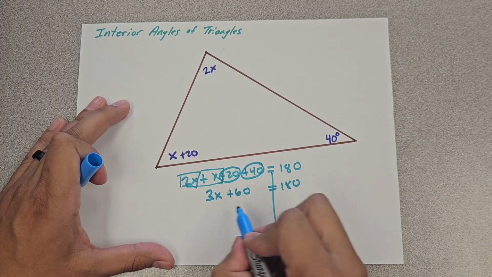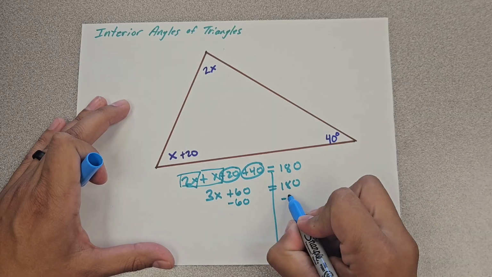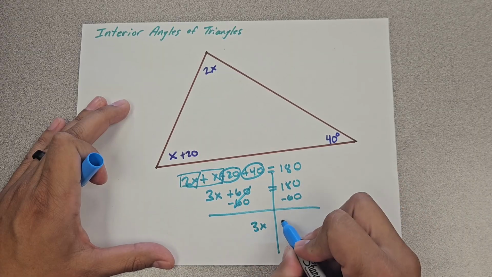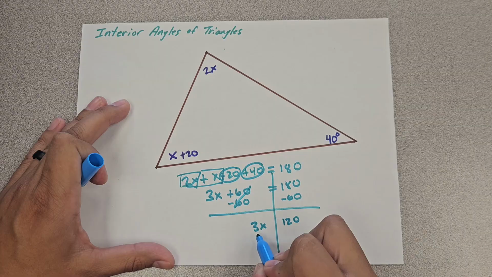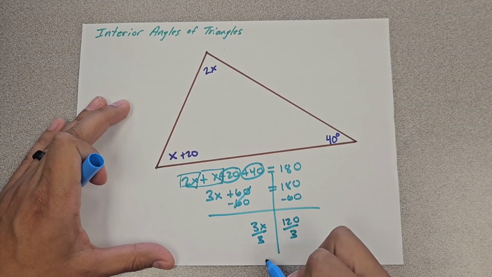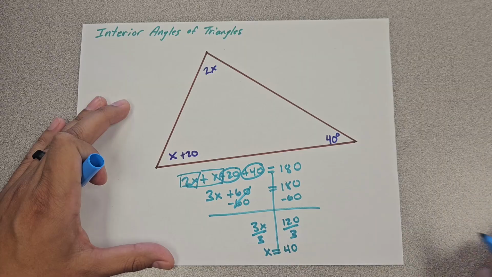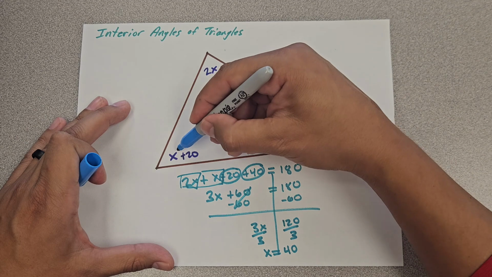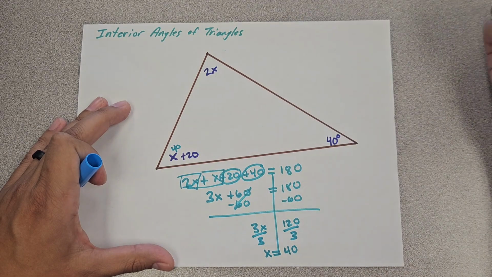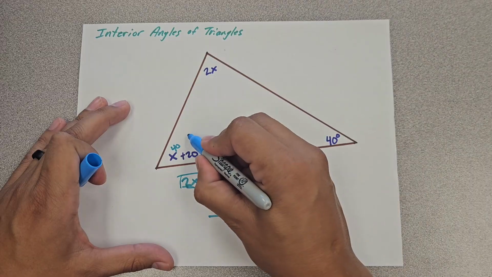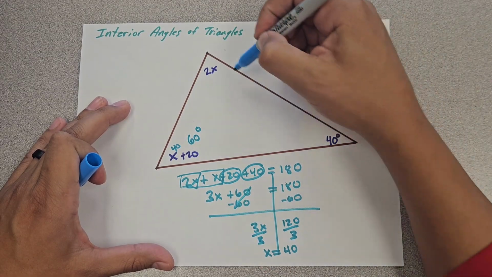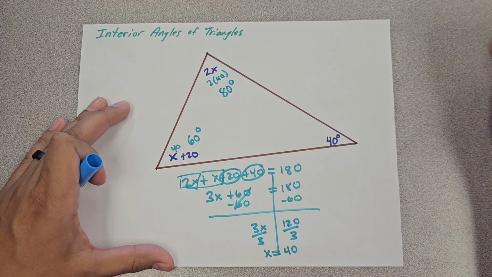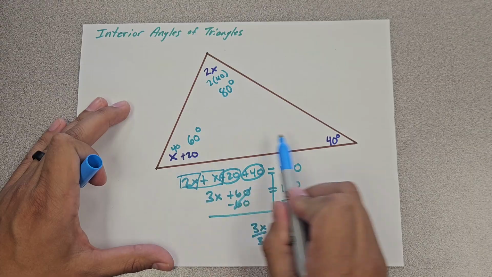Now we're back to where we know how to solve. Minus 60, minus 60. Those are gone. We're left with 3x. 180 minus 60 gets me 120. Divide by 3. x equals 40. Now that x equals 40, I can plug this into where x is. So 40 plus 20 equals 60. And then plugging 40 in here, it's really 2 times 40, which gets me 80. So this angle's 80 degrees. This one's 60. This one's 40.